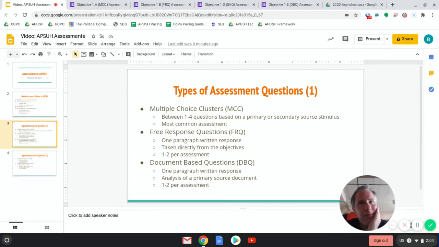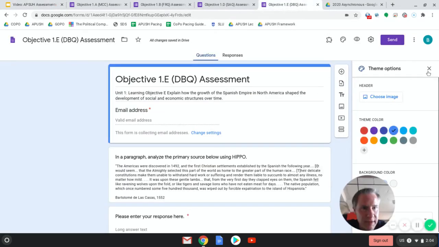Again, 1 paragraph response, 5 to 7 sentences usually. We don't want a big long answer. That usually signals a teacher that you're just trying to BS and write anything you can think of to write. Again, we'll give you a structure for that paragraph. We'll tell you exactly how it should be structured and what needs to go in it. That's what this course is for. In a DBQ, you will do an analysis of a primary source document, and you will have 1 or 2 of those per assessment. Let's take a look at a DBQ.